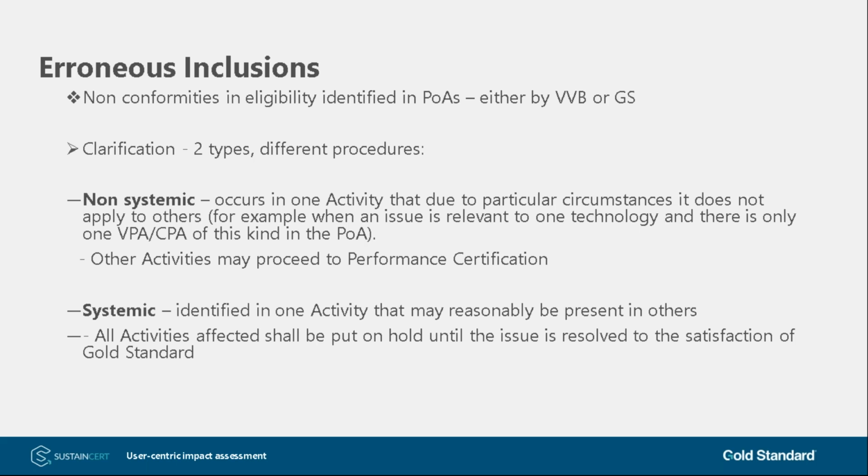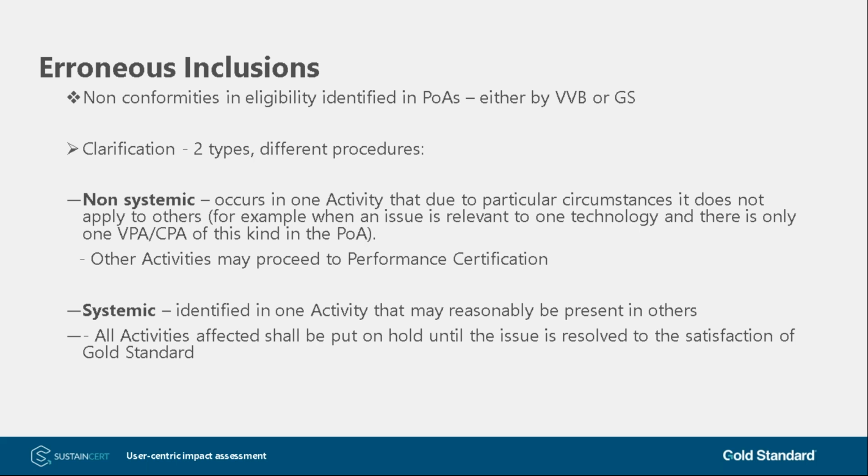So let's imagine a scenario, there's a POA with solar and cook stove VPAs, and it's found that for a solar VPA, one of the eligibility requirements was that it had to have a certain power size. It had to be 20 watt peak on the panel, and it was found that there were smaller panels on site. That would affect all of the solar VPAs that were co-verified, but it wouldn't affect the cook stove VPAs.